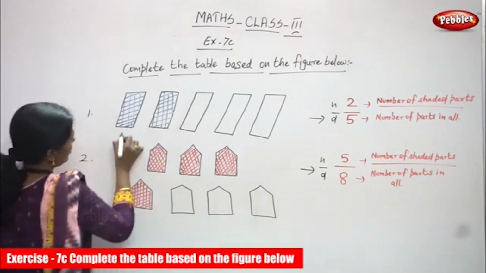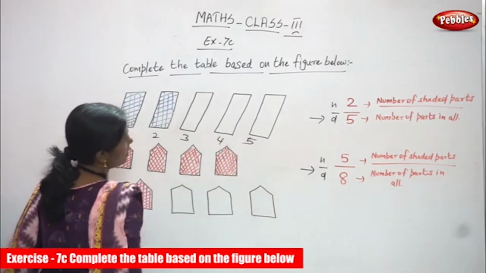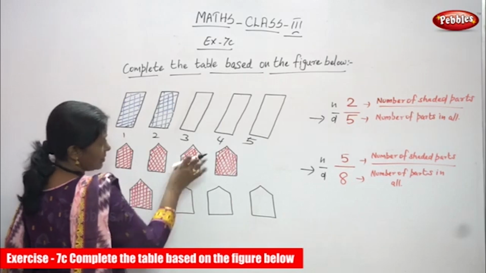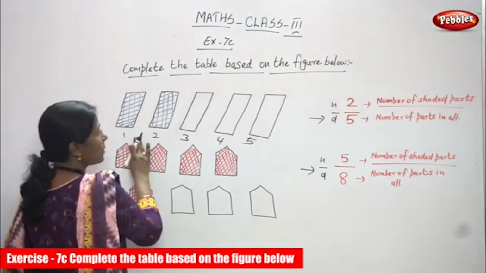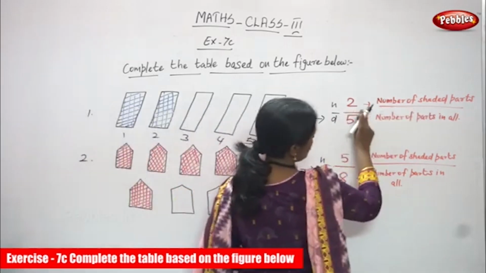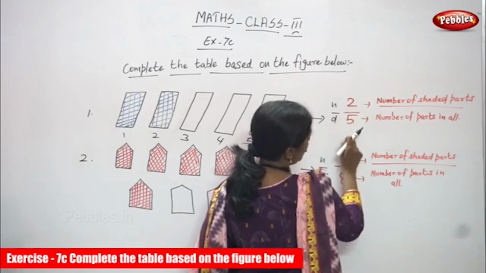So how many rectangles? 1, 2, 3, 4, 5. So the total number of slanting rectangles is 5. But I shaded how many parts? Only 2 parts. Number of shaded parts is 2 and number of parts in all is 5. That is called 2 by 5.